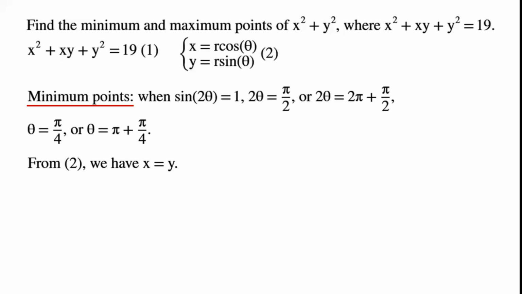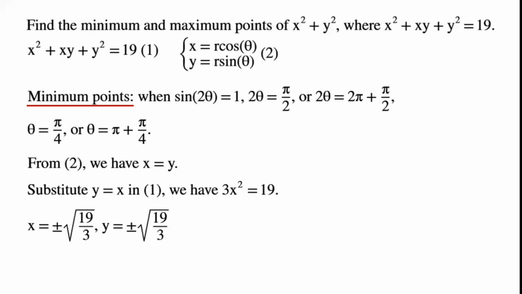From equation 2, we have x equals y. Substitute y equals x in equation 1. We have 3x squared equals 19. x equals plus or minus root of 19 over 3. y equals plus or minus root of 19 over 3.